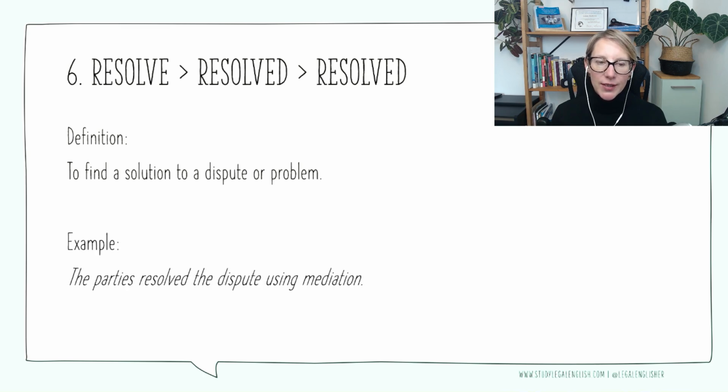Let's have a look at an example sentence. The parties resolved the dispute using mediation. The parties were able to come to some kind of solution to end the dispute. And in this situation, they used mediation, a sort of process of negotiation, but when there is an impartial and independent third party called a mediator who facilitates the parties to reach an agreement.